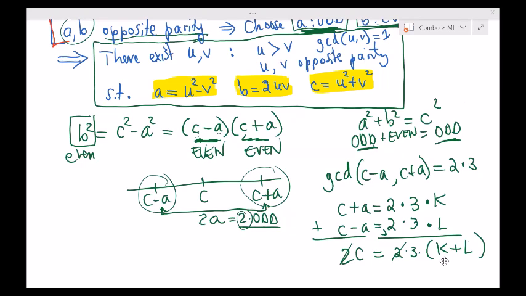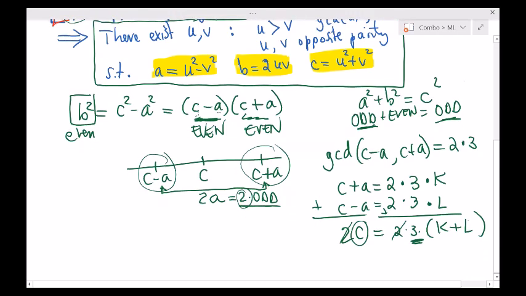Oh, yes. That's right. So C would have a multiple of 3 in it as a result, right? But if I subtracted the two equations from each other, in a similar way, I would have gotten 2 times 3 times K minus L. So where the 2's cancel, hey, A also has a multiple of 3 in it. A and C are not relatively prime. I thought they were supposed to be relatively prime, because if A and C have a common factor, then that same factor will be shared by B as well.